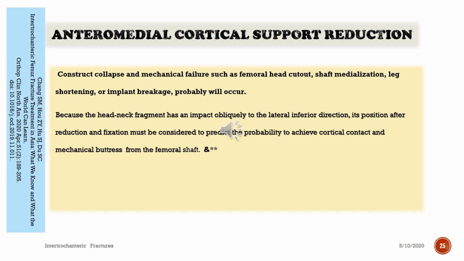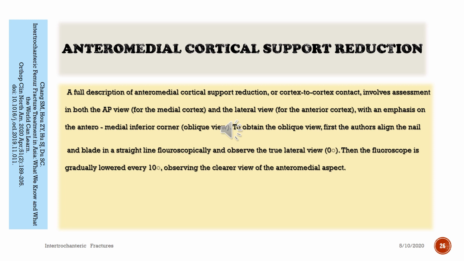A full description of a medial cortical support reduction or cortex-to-cortex contact involves assessment in both the AP view for the medial cortex and the lateral view for the anterior cortex, with an emphasis on the anterior medial inferior corner oblique view. To obtain the oblique view, first the authors align the nail and blade in a straight line fluoroscopically and observe the true lateral view, 0 degrees. Then the fluoroscope is gradually lowered every 10 degrees, observing for a clear view of the anterior medial aspect.